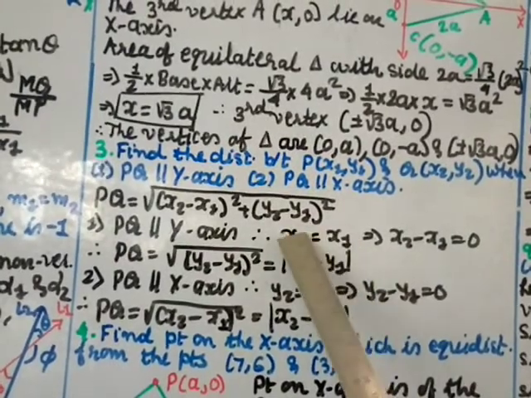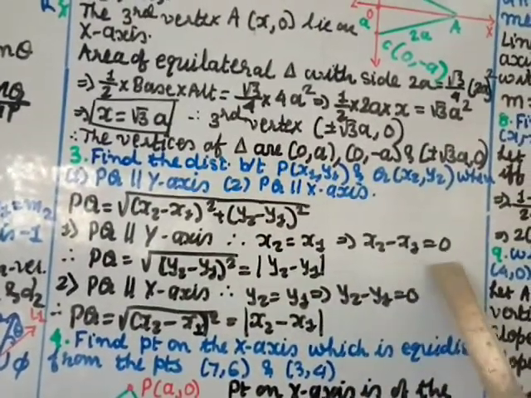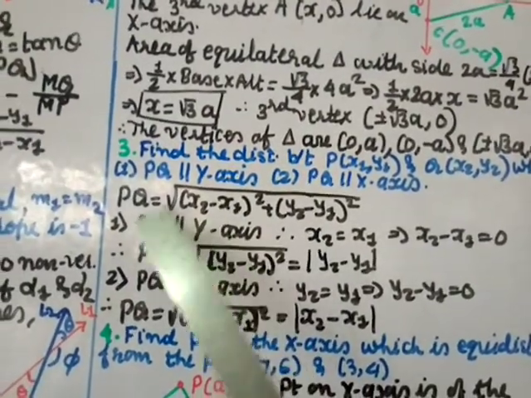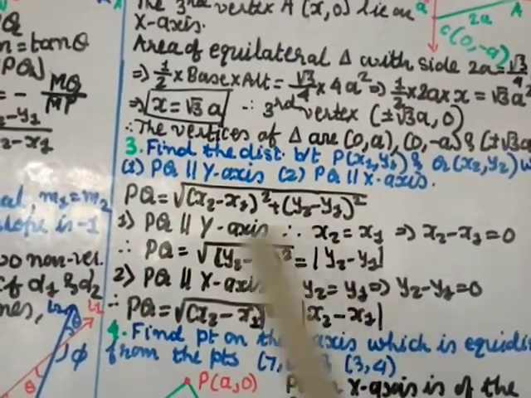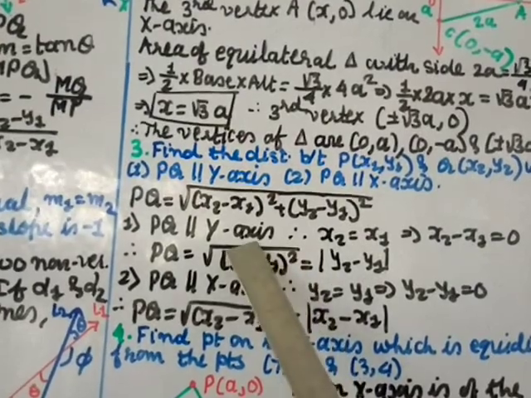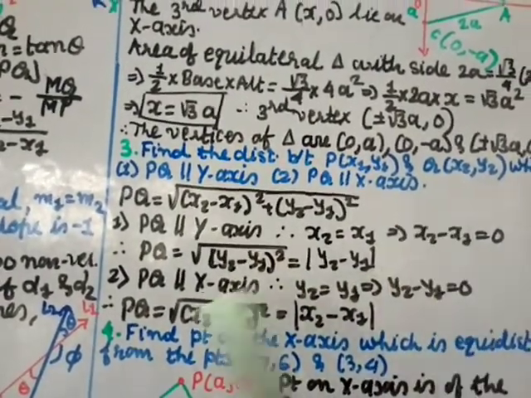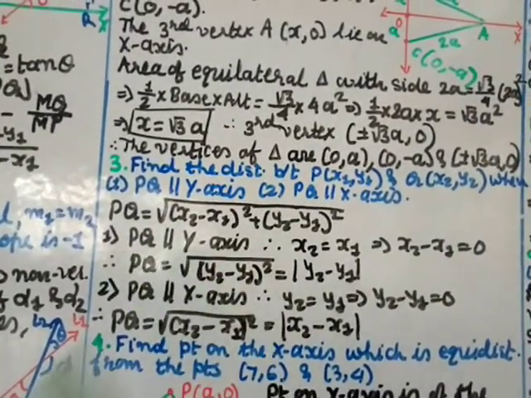That means if you transfer x1 here, x2 minus x1 equals 0. So this value is 0, and 0 squared is 0, so this term is no more. So we get PQ equal to the square root of only this value, (y2 minus y1) whole squared. Square and square root cancel, so we get the modulus of y2 minus y1. So that is the distance between P and Q if PQ is parallel to the y-axis.